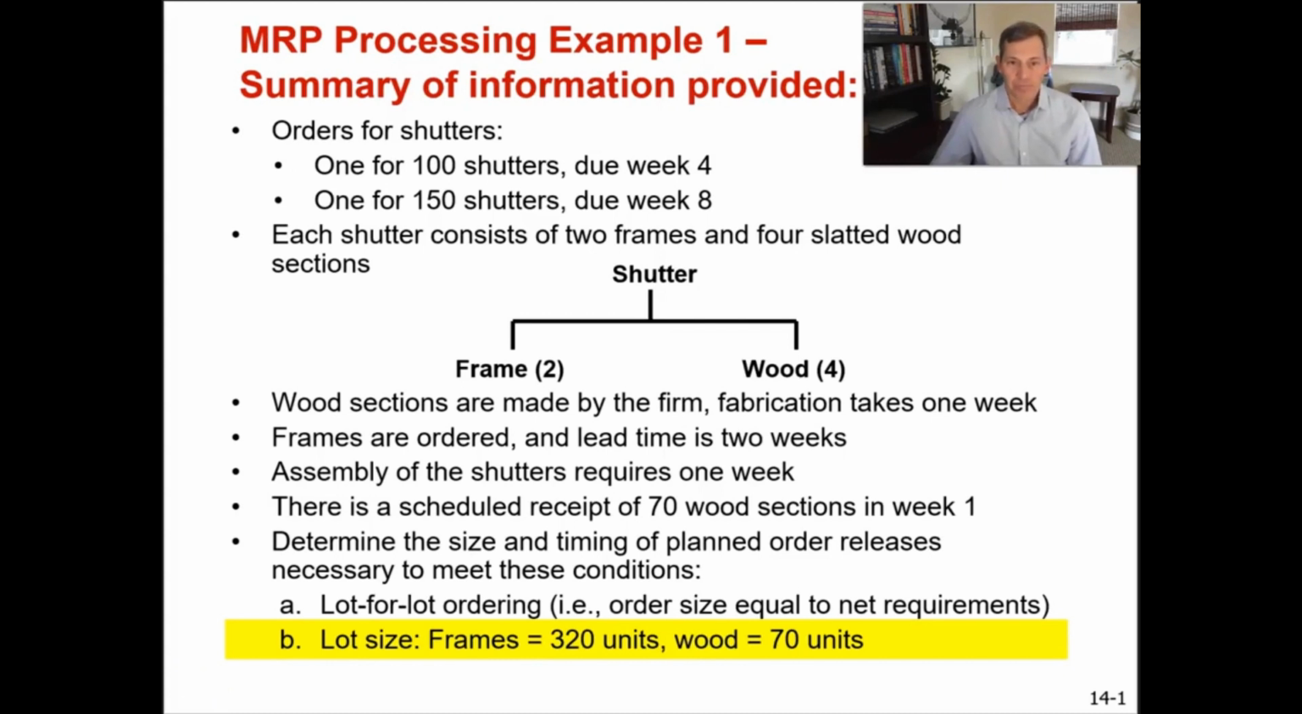In this example, we're going to be using all of the same master production schedule. So your master schedule is 100 shutters due week 4, 150 shutters due week 8. You have the same product structure tree and bill of materials, and all of the lead times remain the same as well. The only thing that is changing is that instead of doing lot for lot ordering, you will now have lot sizes. And those lot sizes are 320 units of the frames and 70 units of the wood sections.